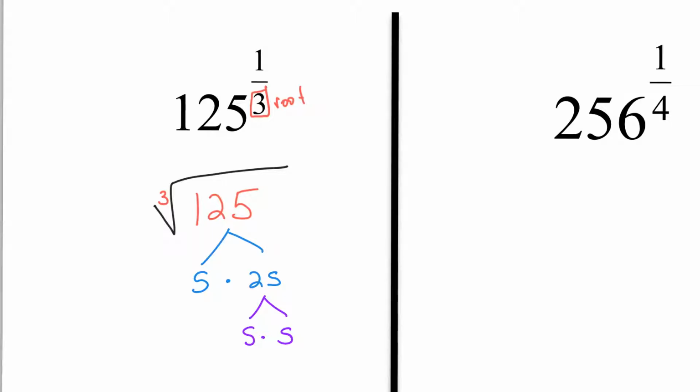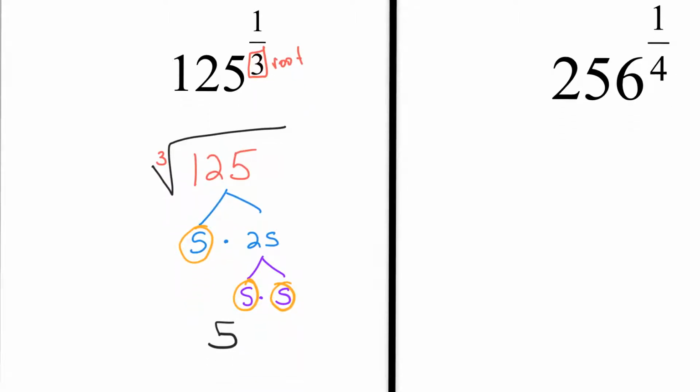But I'm going to start making groups of 3s because I'm looking for the third root. If you're looking for the square root, you look for groups of 2s or pairs. If you look for the fourth root, you have to make groups of 4. So if you are able to make a group, that number is going to go outside of the radical. So I look at the 5 here. That's 1, 2, 3. So notice I do have a group of 3 5s. So that means that the 5 goes outside of the radical, and that is the cube root of 125.